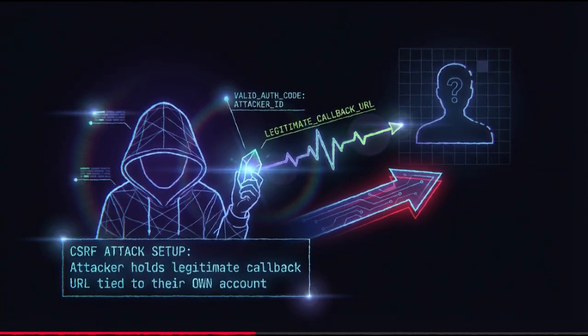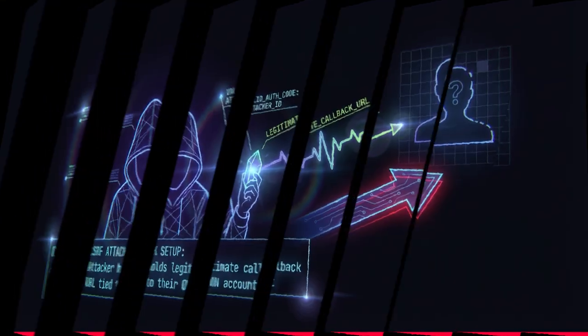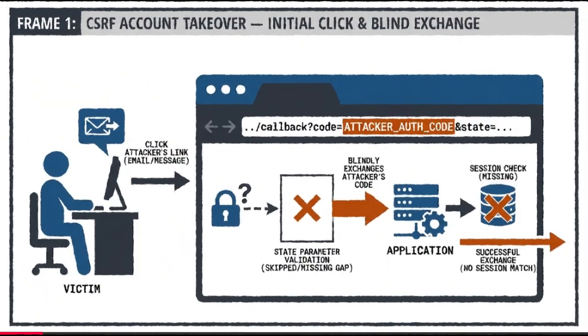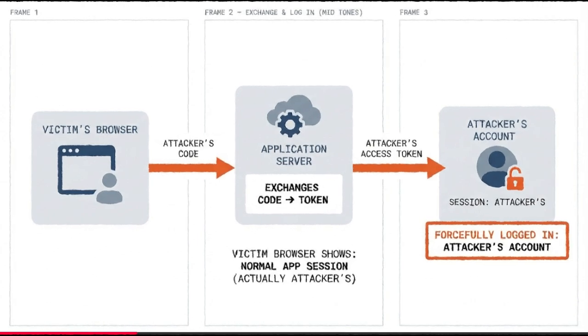An attacker initiates an authorization flow on their own machine. They intercept the callback URL, which contains a valid authorization code tied to their own attacker account. The attacker then tricks a victim into clicking that intercepted callback URL. If the application's backend fails to check the state parameter to verify that the victim session actually initiated the request, the application blindly exchanges the code. The victim is forcefully logged into the attacker's account within the application.